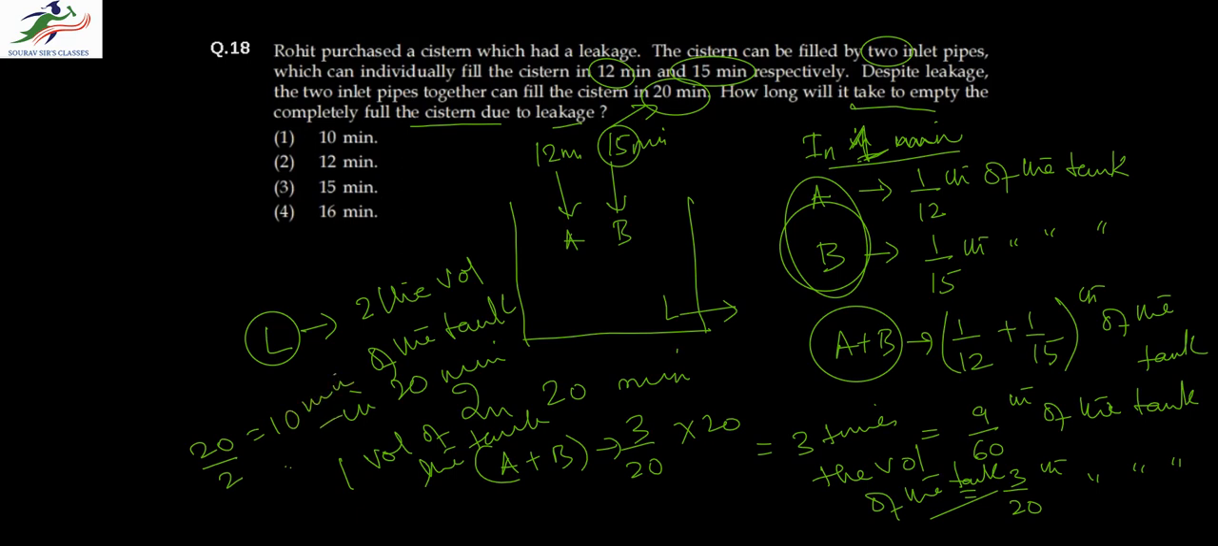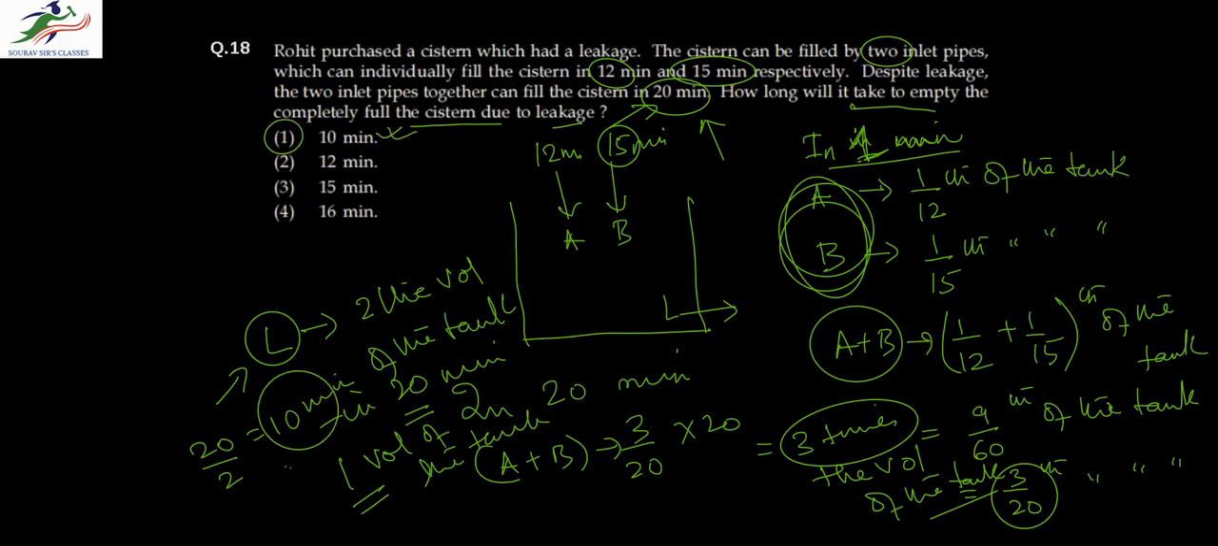Very simple logic. So A plus B together fills 3/20th of the tank in 1 minute. Therefore in 20 minutes they will pump in 3 times the volume of the tank. Now the tank is getting only full in 20 minutes. That means twice the volume of the tank is being removed by the leakage in 20 minutes. Hence it is removing 2 times the volume of the tank in 20 minutes, means it can remove the full tank in 10 minutes. So therefore 10 is the answer, and you can see option 1, 10 minutes, is the correct choice.